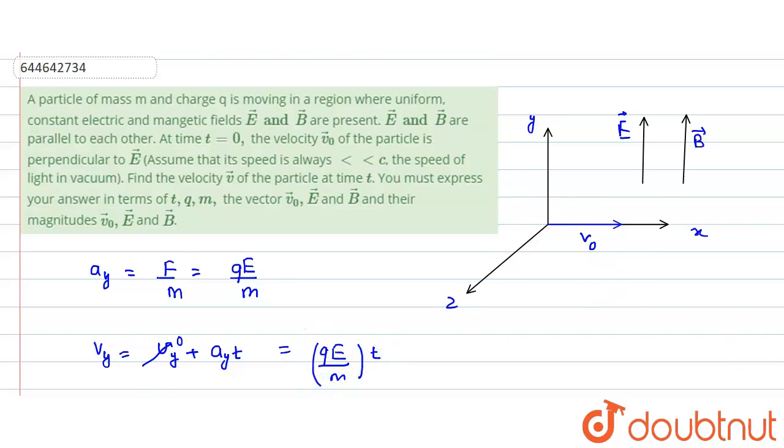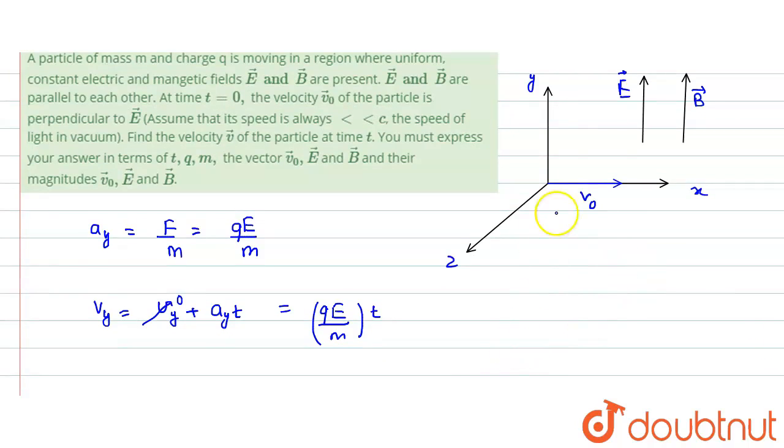What is the direction? The direction is y, which is j cap. j cap is equal to the E vector divided by the magnitude of E, and the magnitude of the electric field is given as E. This is not the vector, it is just the magnitude E. So this is our j cap, and this is our Vy.